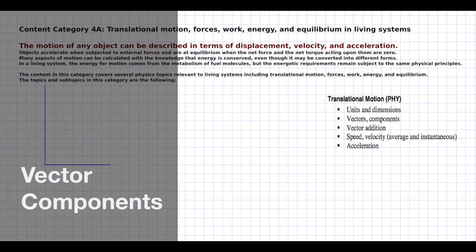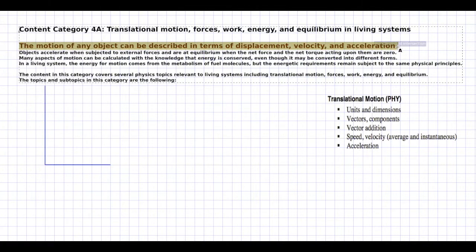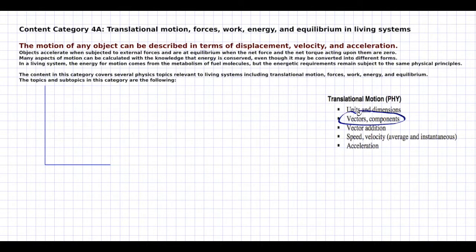Hi everyone, we've made it to our lecture on vector components. So let's take a look. Let's keep going back to this narrative. It says a motion of an object can be described in terms of displacement, velocity, and acceleration. Before we can do that, we have to get into vector components. Each one of those, displacement, velocity, and acceleration, can be described by vector components.